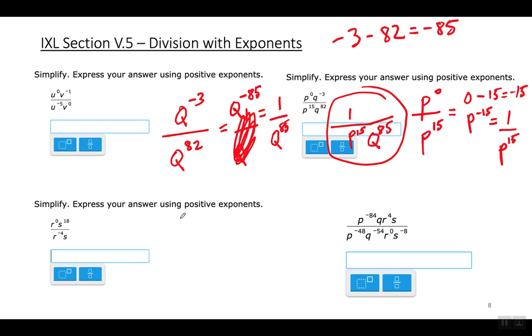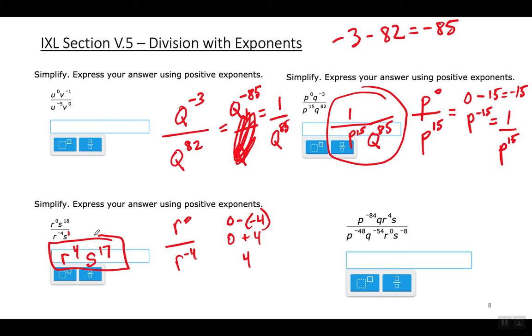All right, over here, r to the 0 over r to the negative 4. I'm going to subtract the exponents. That's going to be 0 minus negative 4, which gives me 0 plus 4, which equals 4. So I got r to the fourth power. The s's, just look at them, it's 18 minus 1. So that it's going to be s to the 17 power. 18 menos 1 me da 17. So that one was easy. There's my answer for that one.